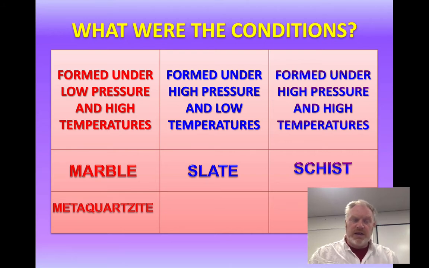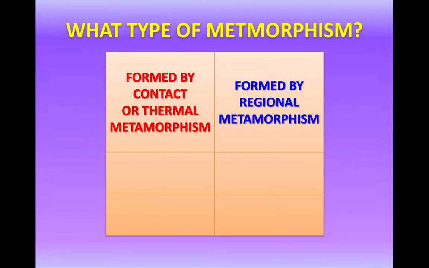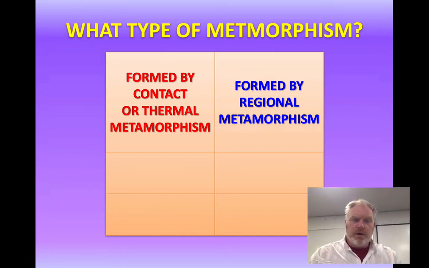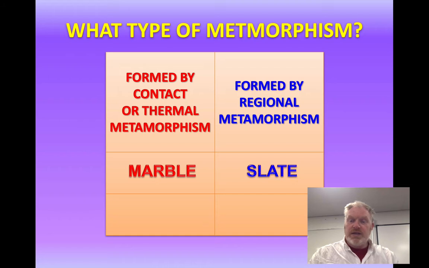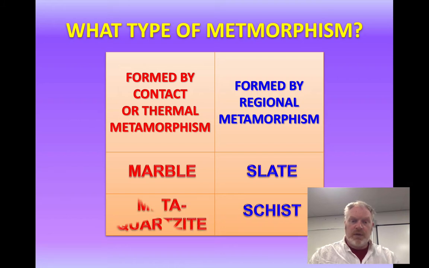So if we now fill these in terms of the type of metamorphism we see, contact or thermal metamorphism, I apologise, is marble. Slate is regional. Schist is also regional metamorphism. And metaquartzite is contact metamorphism.